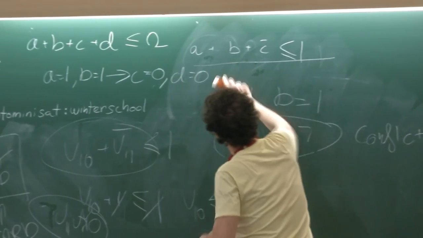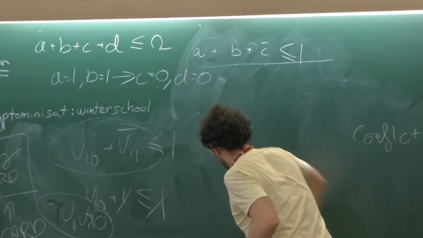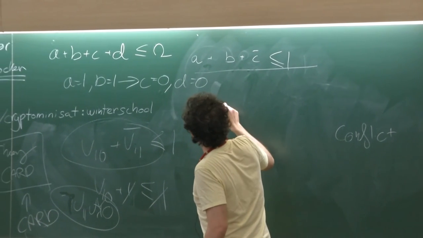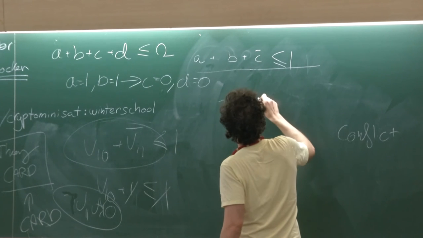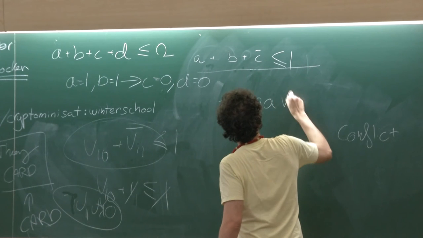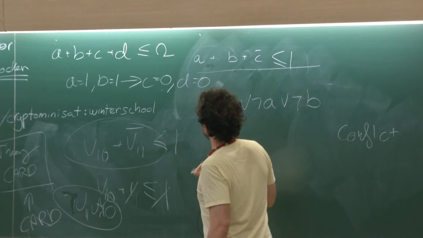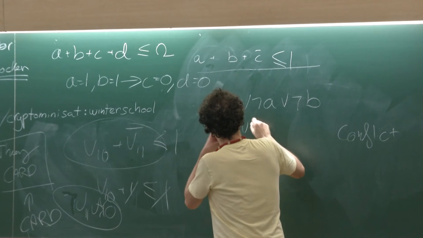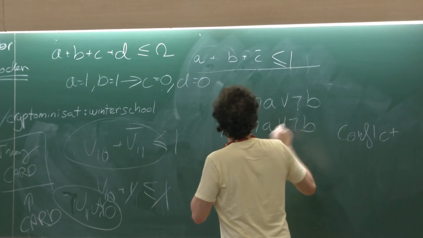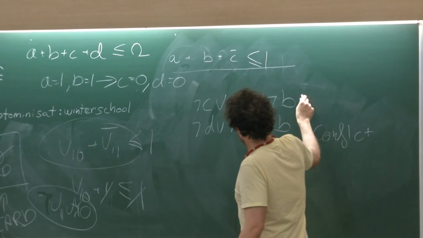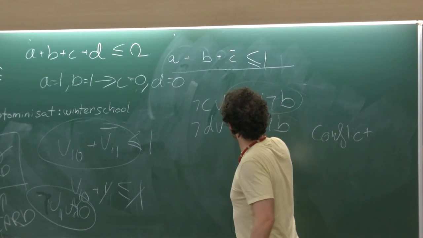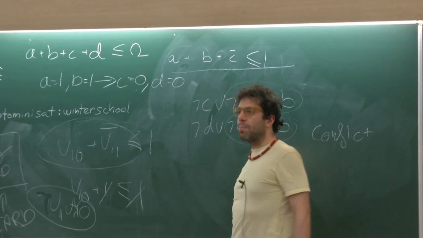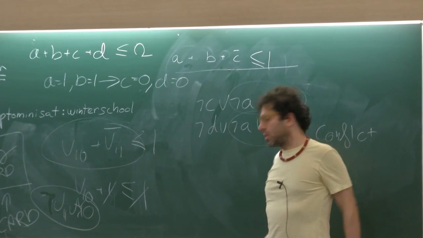So now I need to return two propagating clauses, one that says not C or not A or not B, and not D or not A or not B, right? And then the solver will take care of the rest. We say, okay, these two are falsified, and each of them implies these literals. And things will move on. So this is what we want to do, and this is exactly what we will do.